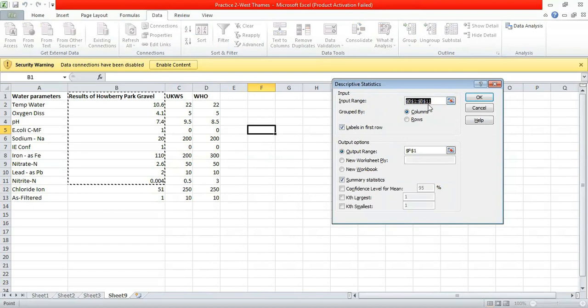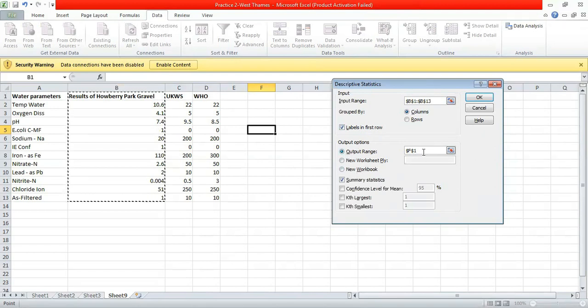Our input range is the value which we want to do our statistics from. So we are going to click that, and then we delete, and then we have to select all of this, and then we click on labels in first row. Yeah, so we have labels in first row, which is this, and then we leave this.